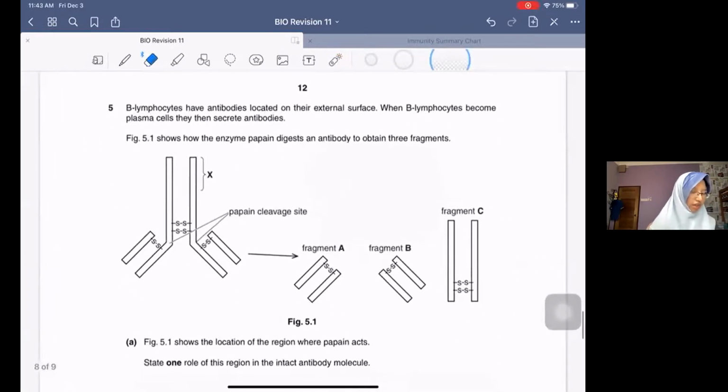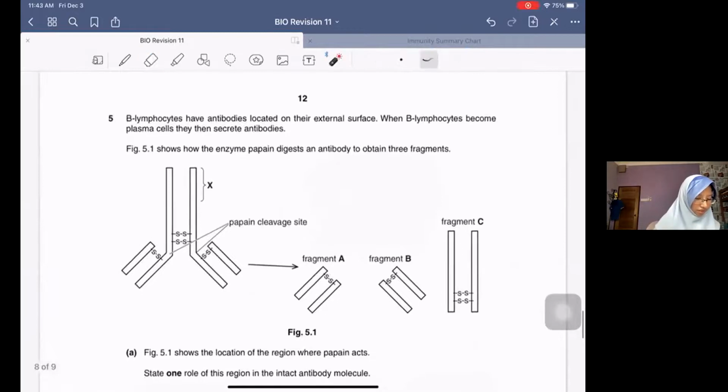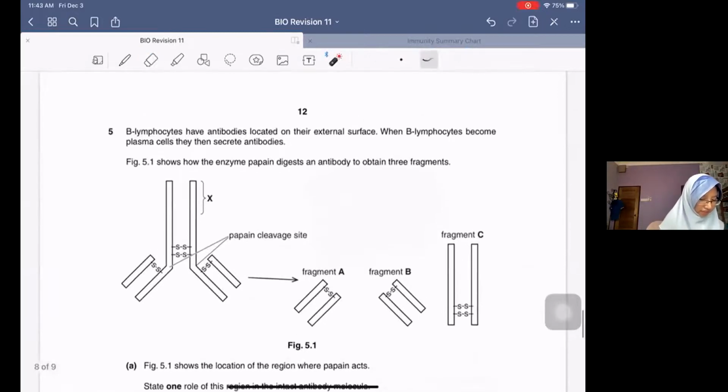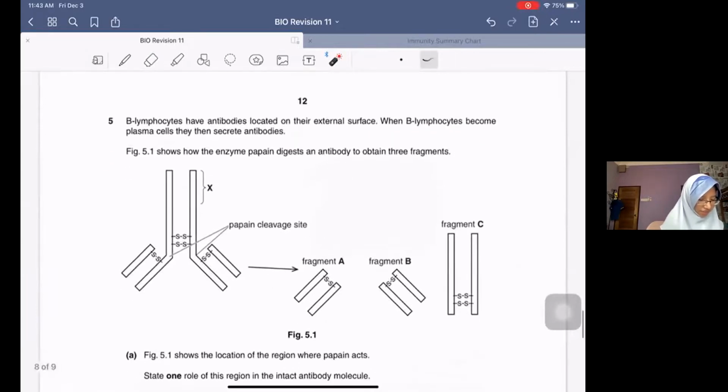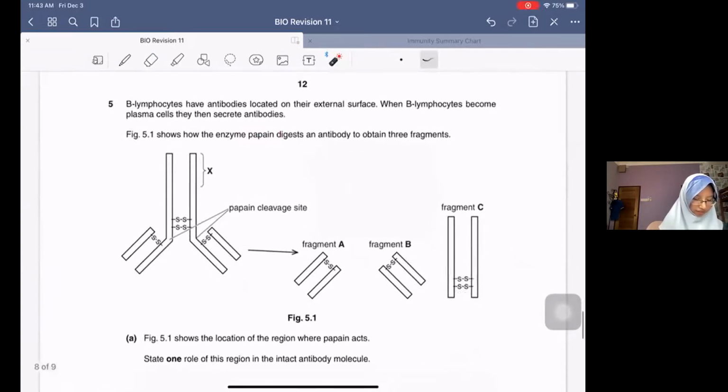Okay, so last question from my part. B lymphocytes have antibodies on the external surface. When B lymphocytes become plasma cells, they secrete antibodies. Figure 5.1 shows the enzyme papain. Papain digests an antibody to obtain 3 fragments.